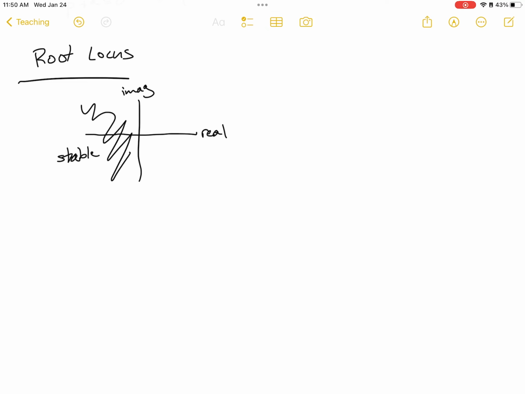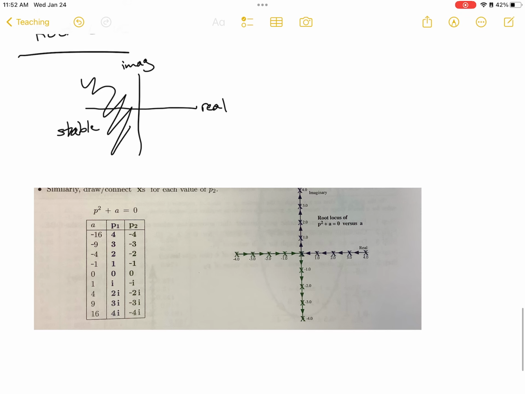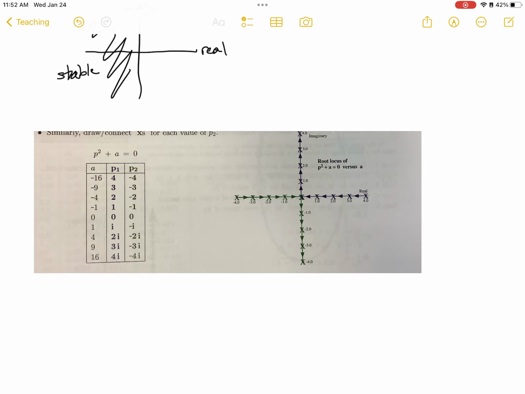So I'm going to add a picture into the video here. Okay, so we've got this picture added, and we can see that we're using just a basic second order polynomial, p squared plus a equals 0. In one column here, we've got the value of a, and then in the other two columns, we've got the values of the two roots. This is a second order polynomial, so we get two roots.